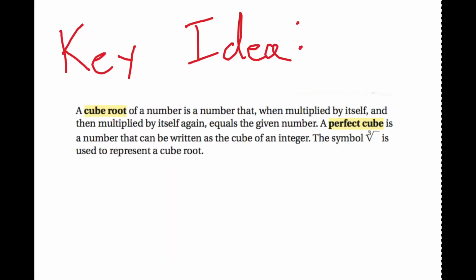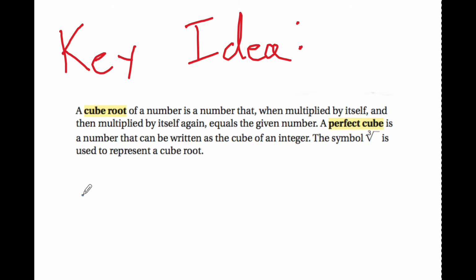So the key idea of this lesson is that a cube root of a number is a number that, when multiplied by itself and then multiplied by itself again, equals the given number. A perfect cube is a number that can be written as the cube of an integer. The symbol, which is a radical with a 3 on it, is used to represent a cube root. So a cube root would be something like this.